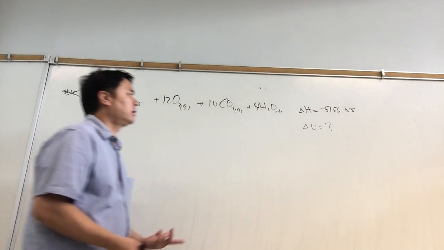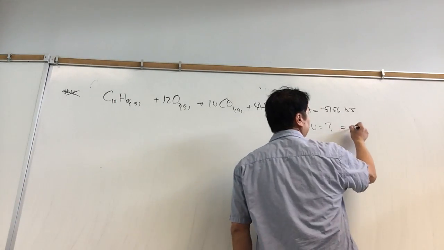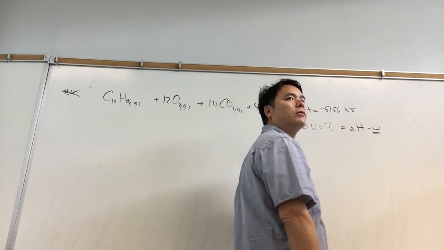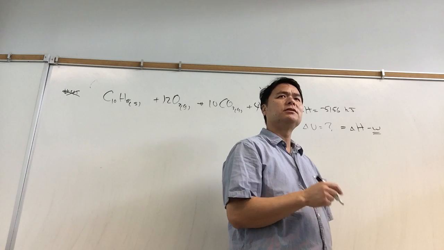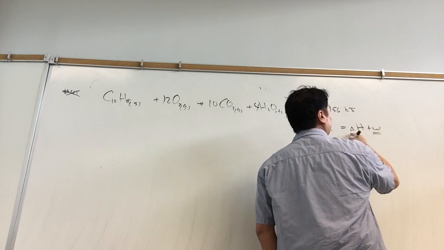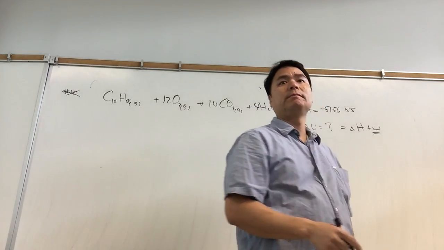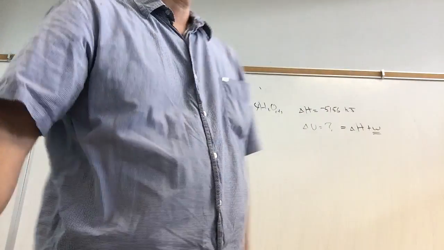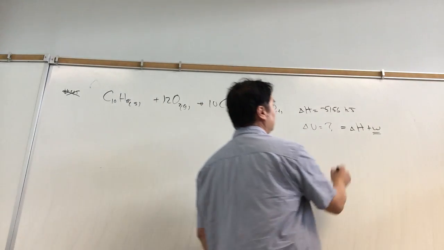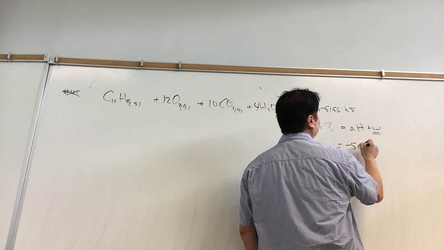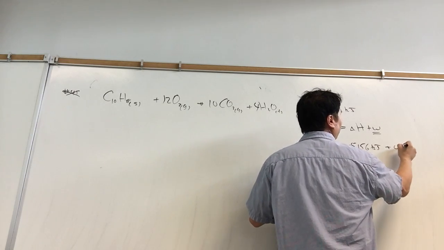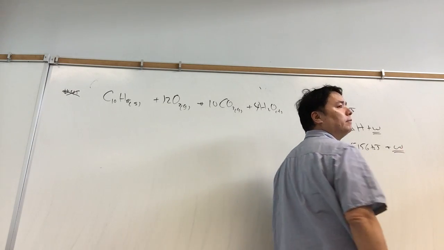Well, if we want to figure out what delta U is, then delta U is just equal to delta H minus the work. Or is that right? No, delta H is equal to delta U minus the work, right? And so delta U will be delta H plus the work involved. And so we have delta H, that's easy, because delta H is minus 5156 kilojoules for the reaction as written here. And so the only thing we have to do is figure out how much work is done.